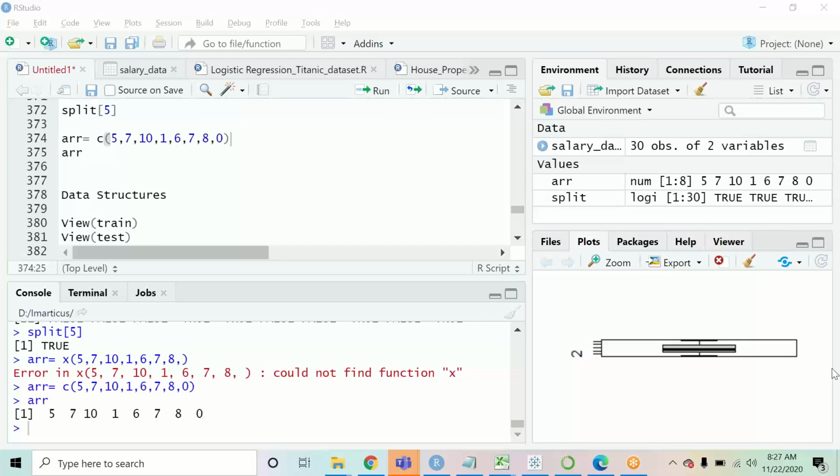Yes, class, I hope the question is clear. I want to see the values which are more than 7.